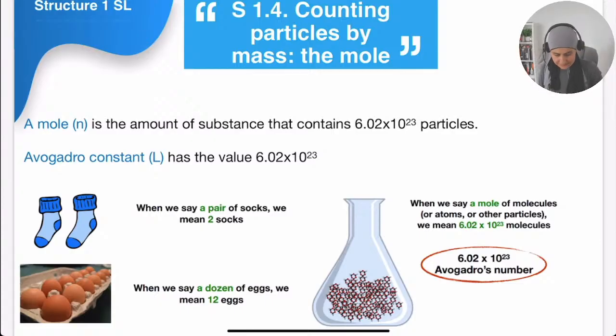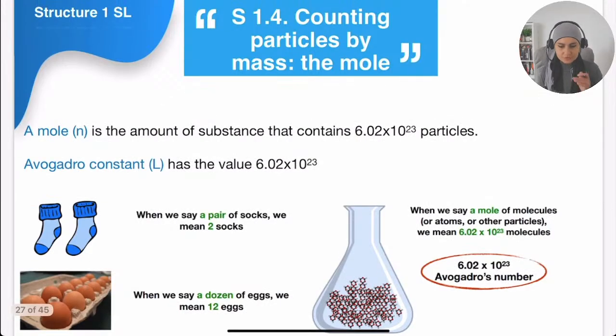So, next, we are moving on again, structure one, moving on to moles. Yeah, mole section. That is an SL topic. So, definition. Mole is the amount of substance that contains 6.02 times 10 to the 23rd number of particles. And this number is called Avogadro's constant.